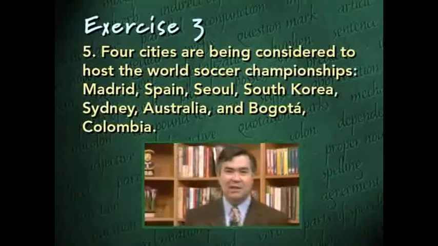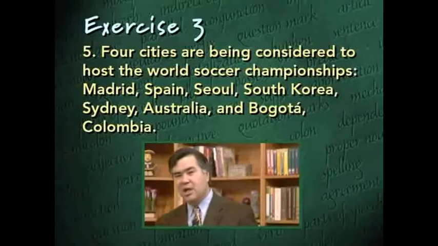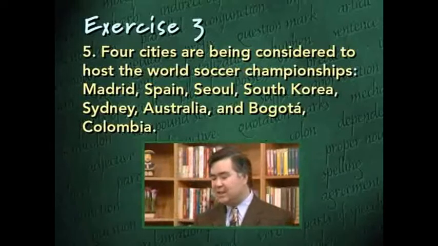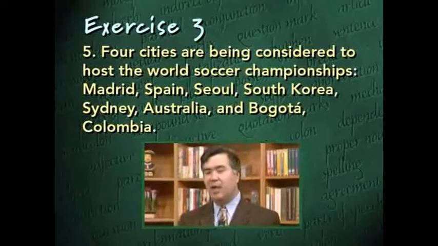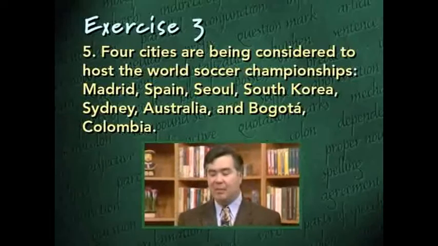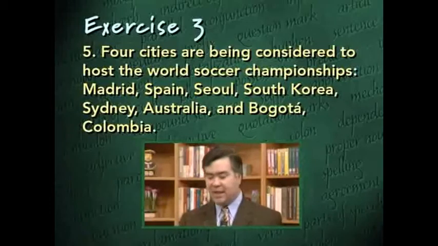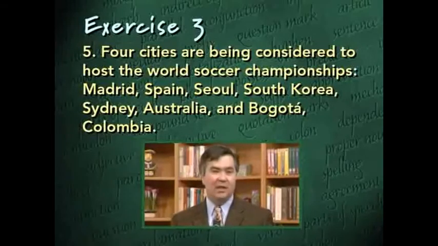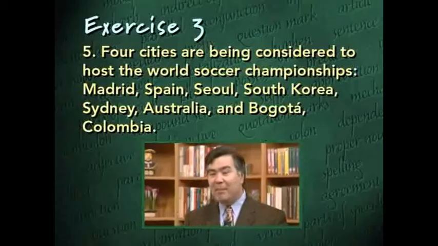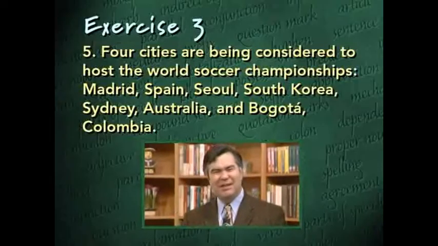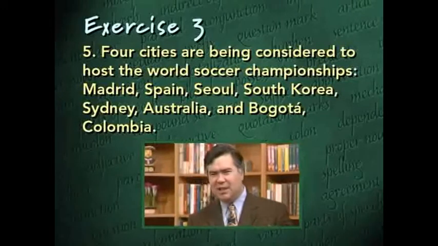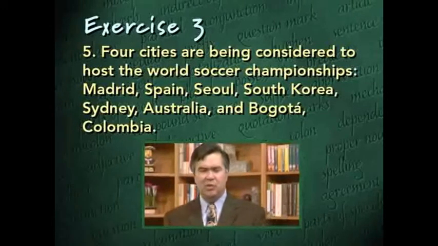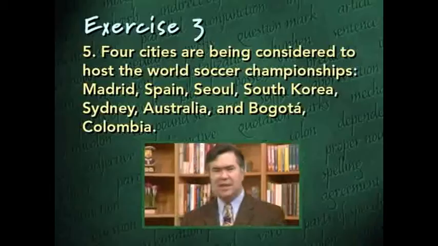Now, what about the list of cities themselves? You might have found this very confusing. It says that we're talking about 4 cities, but we've got a whole bunch of proper names here separated just by commas. Madrid, comma, Spain, comma, Seoul, comma, South Korea, comma, Sydney, comma, and so on. Now, if you didn't know anything about these names, you might think, well, what's going on here? It sounds like there are maybe 8 names being listed here, but there's supposed to be 4 cities.